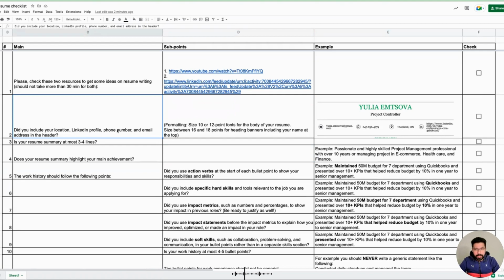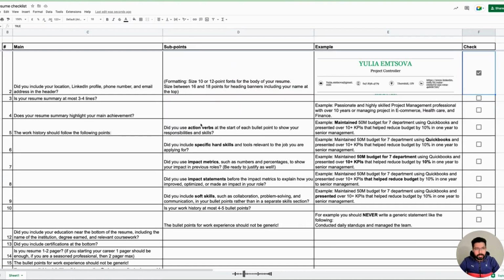So in your header section, you should include your location, your LinkedIn profile, phone number, and email in the header, right? And this is just an example screenshot of how you can include it. And I have also created these checkboxes. So whenever you are done reading the resources, and if you see that you have included these bullet points in your header, then you can just mark it as complete.